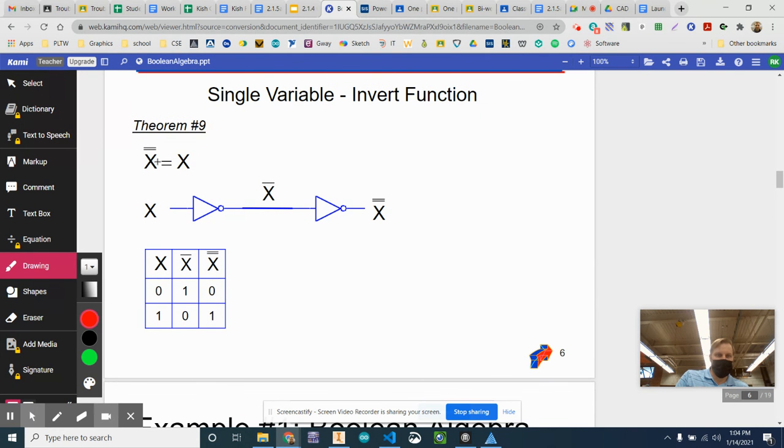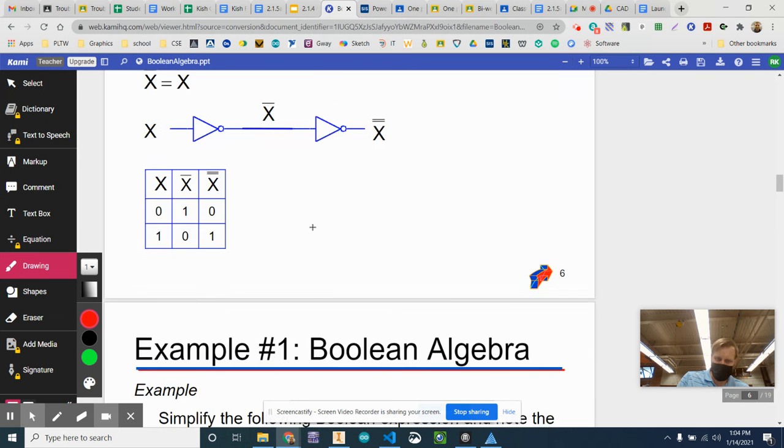And then theorem number 9 just says, if we invert something and then invert it again, so not not x, we actually just end up with x again. If you flip a coin and then flip it back, you're back at heads. We haven't really gotten into these double nots, but we will, although I don't think they show up in our beginning math here.